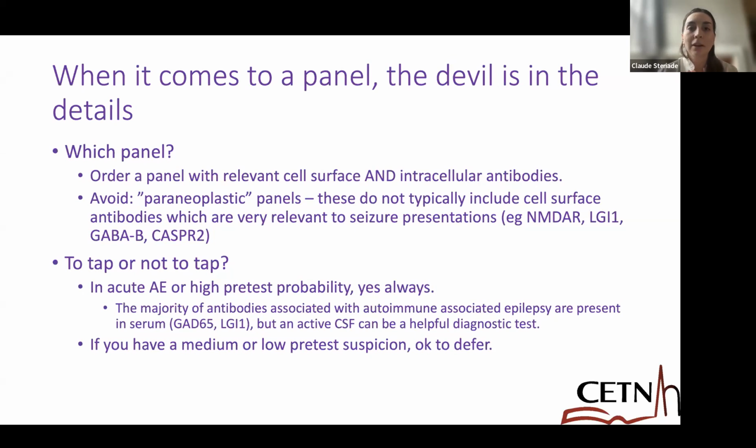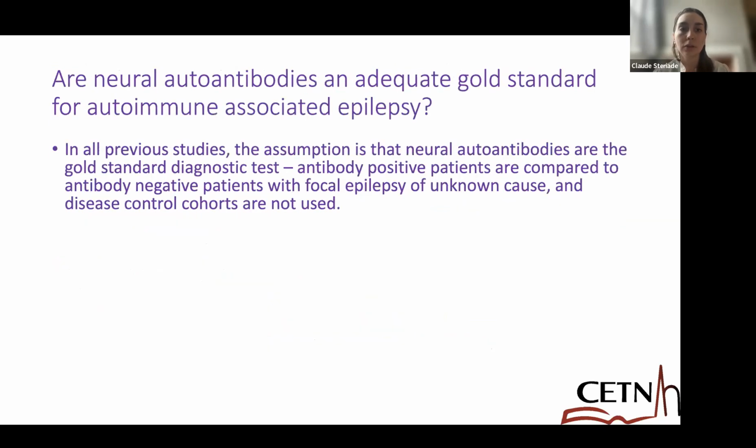If your heart isn't really in it and you don't really want to send the antibody panel in the first place, I guess it's okay to postpone. But I think if the question comes into your mind, you should usually do it. And what I want to talk about now is, once you've sent the panel, you've tapped the patient, what then?